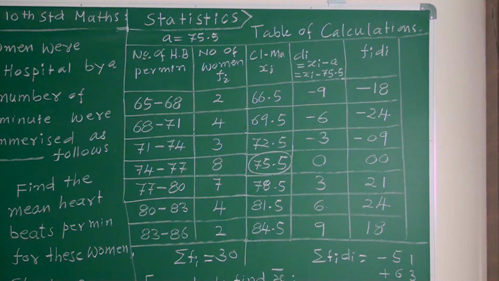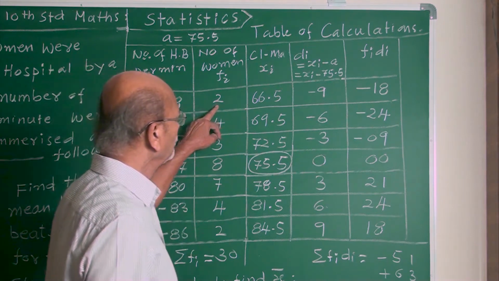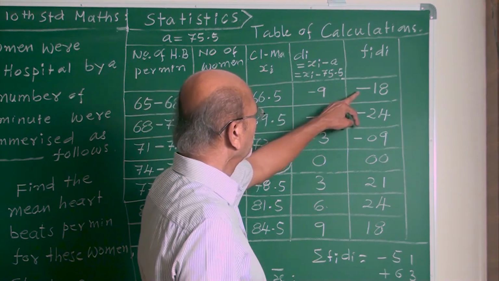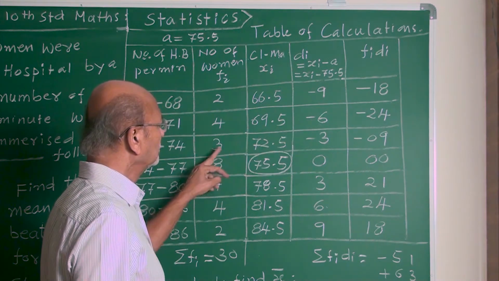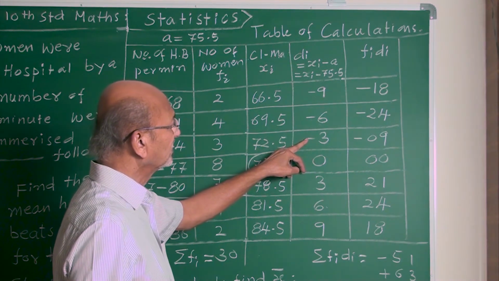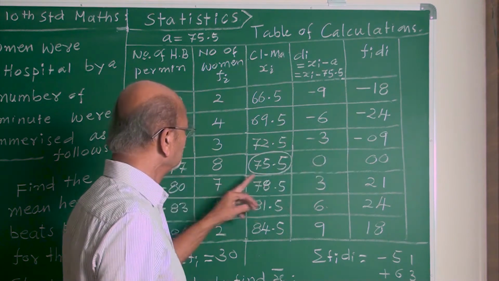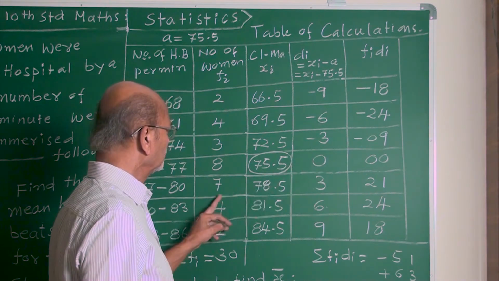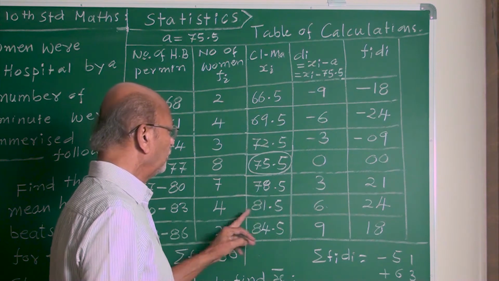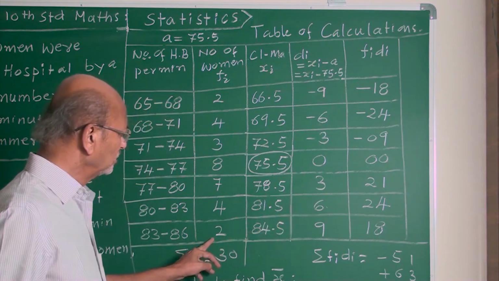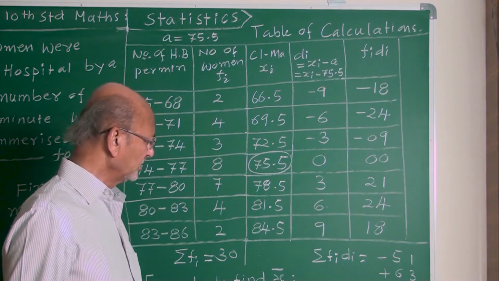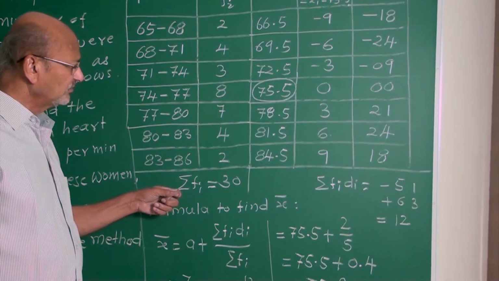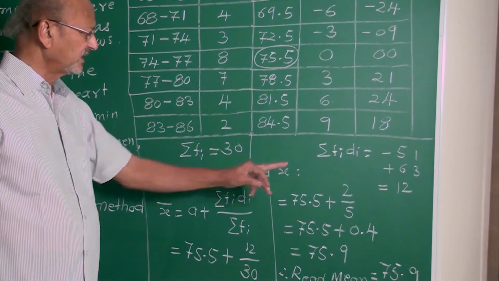Then you have to go for what? Fi Di. 2 into minus 9 is minus 18. 4 into minus 6 is minus 24. 3 into minus 3 is minus 9. I have written 0. 8 into 0 is 0. 7 into 3 is 21. 4 into 6 is 24. 2 into 9 is 18.